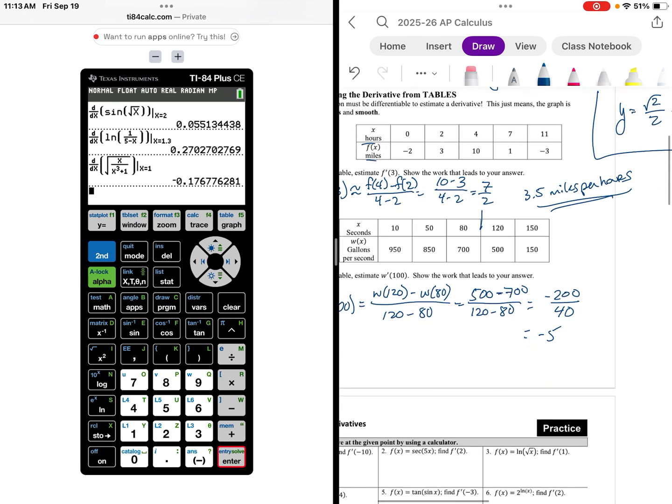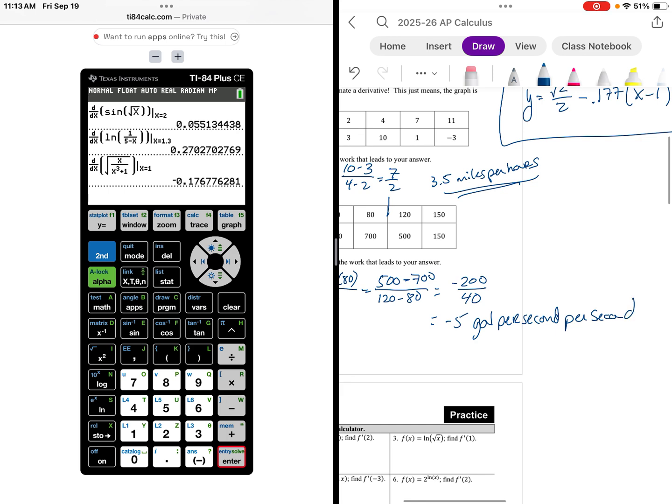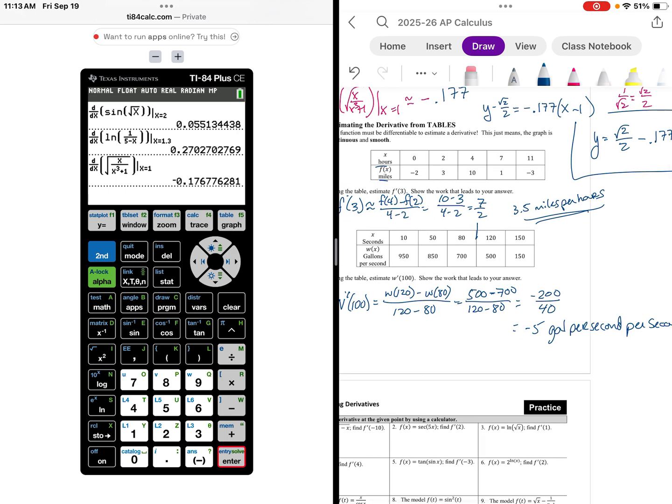Now, the units here, we've got to be careful. Notice the y value, or the W of x function, is actually gallons per second. It's already a rate. So as we write our units, it's gallons per second, and then we get to put another per second, because it was already gallons per second, and when we divide by seconds again, it's per second per second. The other way you can write that is -5 gallons per seconds squared if we want. So -5 gallons per second squared.